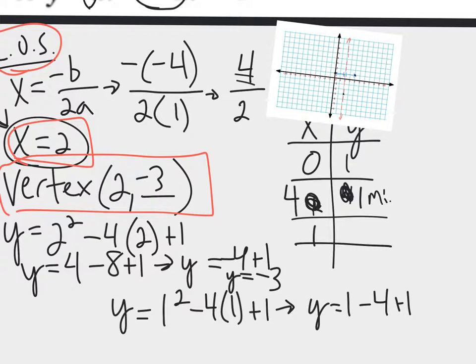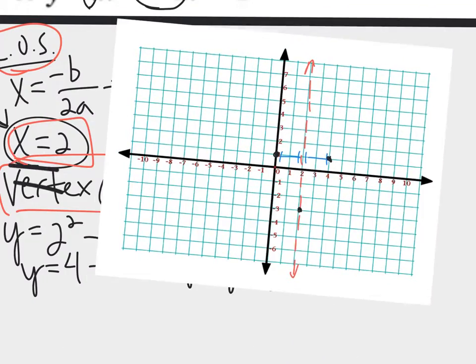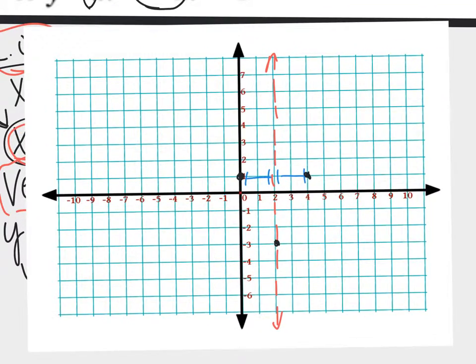So anyway, if we work that out, that should be -2. So 1, -2 would be a point on the graph. And then the reflection of that would be this point here, which would be 3, -2. That would be our mirror image point. So that gives us 5 points, and then we can connect.